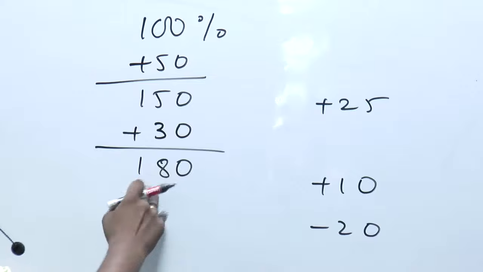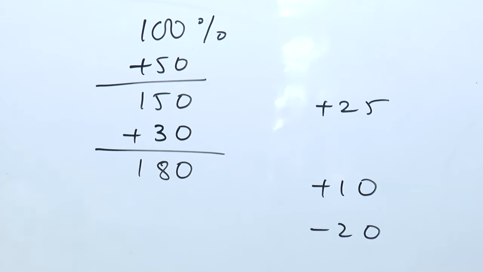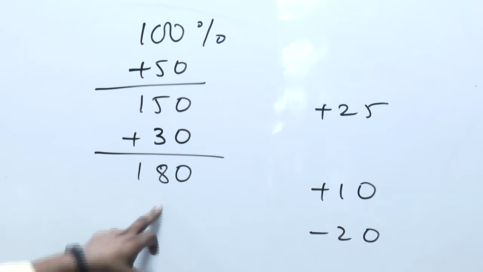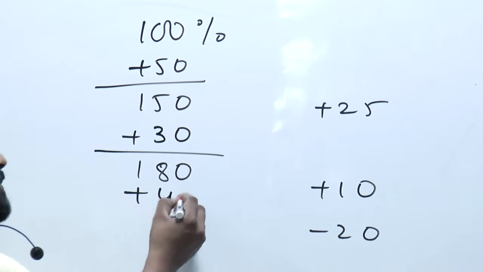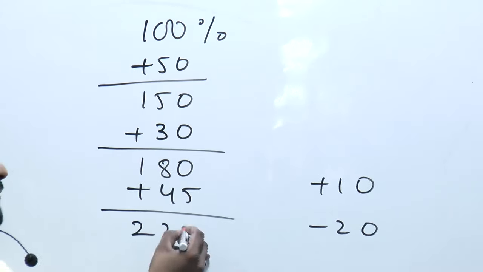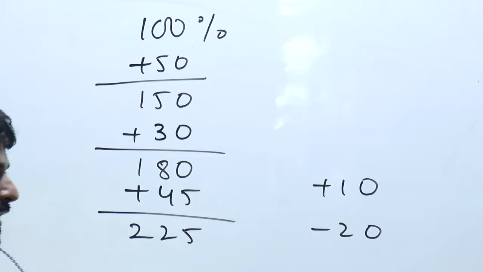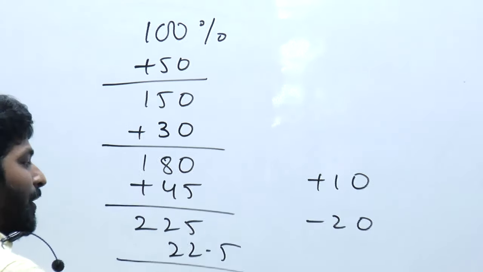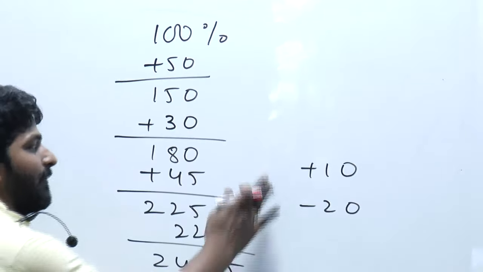Let me complete that. 25% of this, half and half. Half of this number, 90. Again half, 45. Increase its value by 45. This is also over. How much is this value? 225. Again increase its value by 10%. 22.5. How much is this? 247 and a half. This is over.